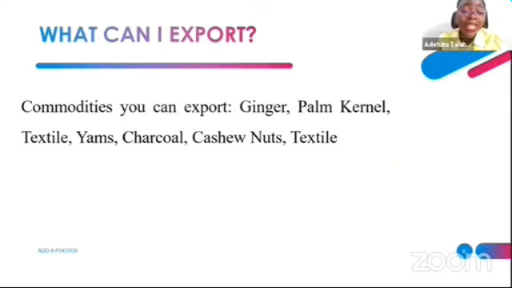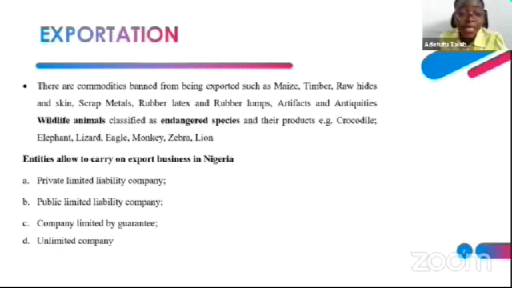So there are basic things that you can export, simple as ginger, palm kernel, textile yarns, charcoal, cashew nuts, and all of that. You'll be surprised that people actually make a lot of money from this. When I was doing my research, I was seeing that a lot of Nigerians are actually into this, even at the small scale. So you don't even have to think of maybe you are exporting this to one particular company abroad. There are actually individuals that serve as middlemen abroad that can help you sell these things that we sort of take for granted and overlook. There are actually ways that you can earn foreign exchange as an SME.